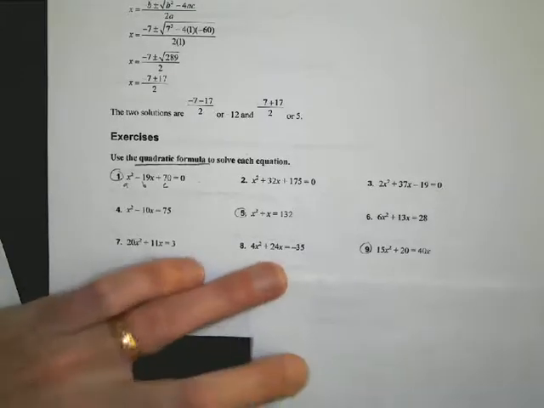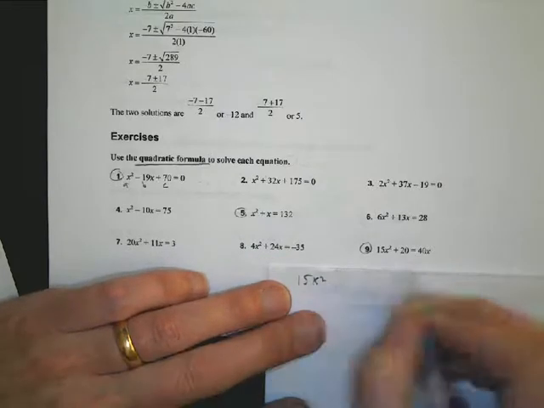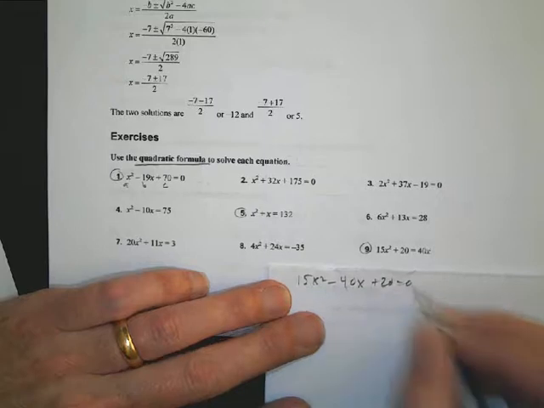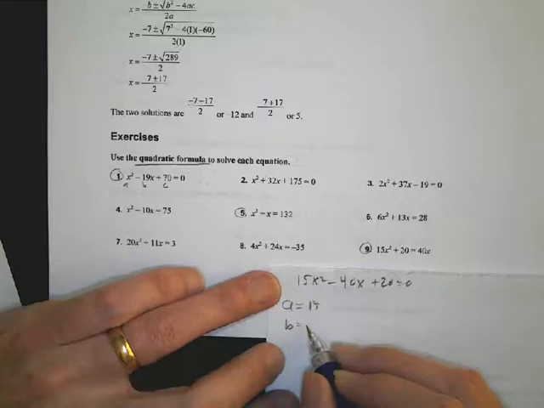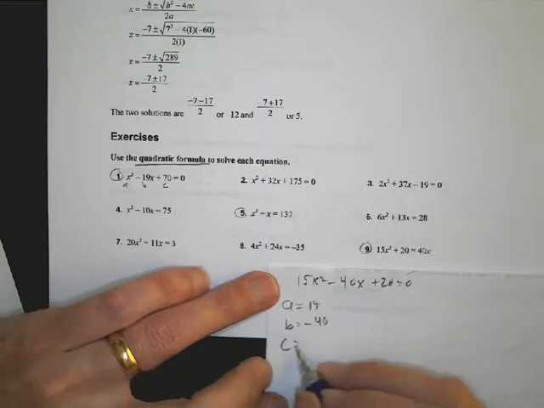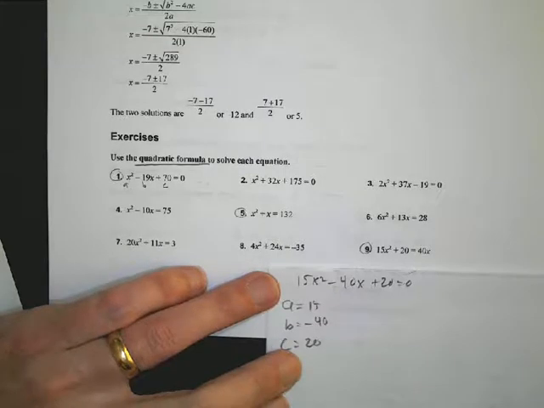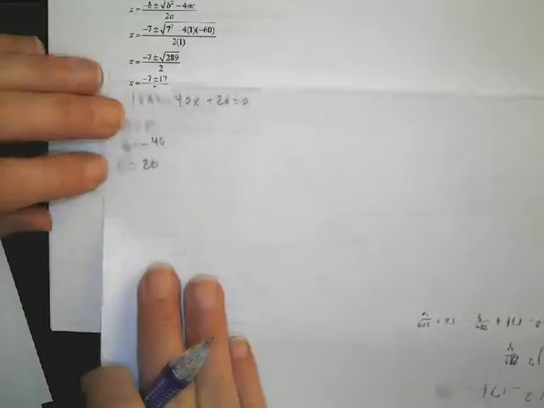Again, I have to move some things around a little bit. To rewrite this, I have 15x squared. I'm going to move the 40 over to have -40x plus 20 equals 0. So my A value is 15, my B value is -40, and my C value is 20. These are some rather large numbers, so I'm going to get somewhat of an annoying problem, but it works out nicely in the end.